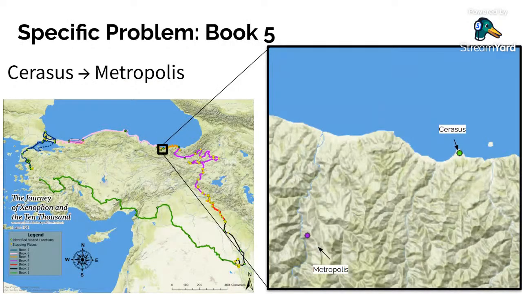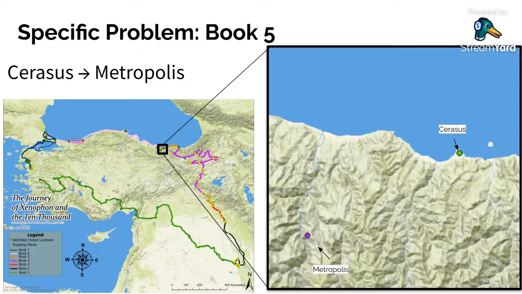So we're going to look at a specific problem. This comes from book 5. So here is that map from earlier that shows the entire route, and here is our specific area. It's this very tiny area in book 5, and we need to get from the city of Karasis to this city called Metropolis, which is what the Greeks do. And you can see from right here, even from the zoomed in location, it's a very mountainous region on the Black Sea coast. This is very rural, even today.